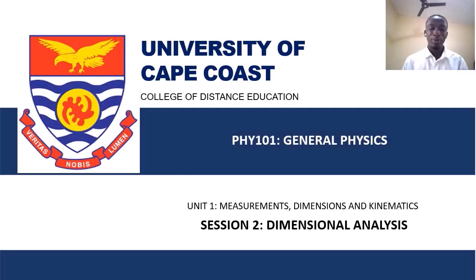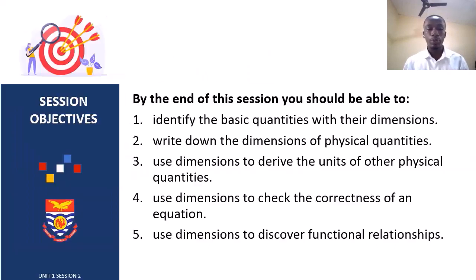Hello there, welcome to section 2 of unit 1, and in this section we'll be doing dimensional analysis. Let's look at the objectives of section 2. We have 5 objectives here, and the first one is to be able to identify the basic units, the basic quantities with their dimensions.